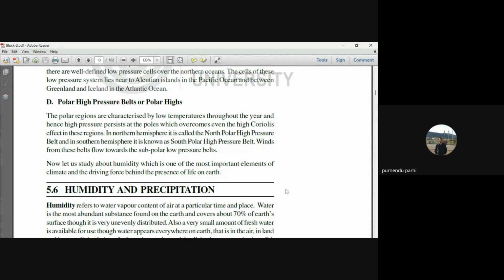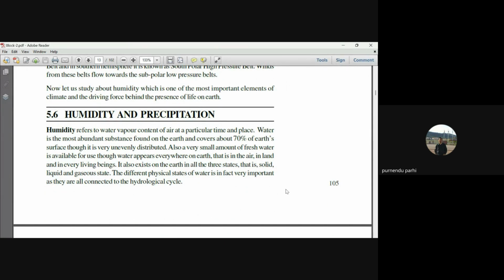Then the humidity and precipitation. Humidity refers to the water vapor content of the air at a particular time and place. Water is the most abundant substance found on the earth and covers about 70% of the earth's surface, though it is very unevenly distributed. Also, a very small amount of fresh water is available for use, though water appears everywhere on earth: in the air, in the land, and in every living being. It also exists on the earth in all three states, that is solid, liquid, and gaseous. The different physical states of water are in fact very important as they are all connected to the hydrological cycle.